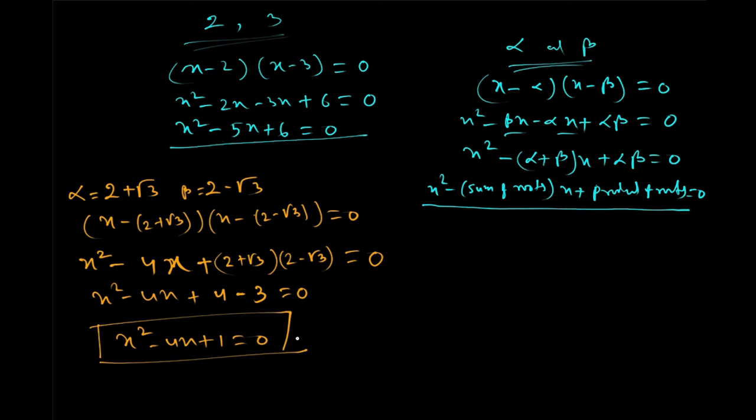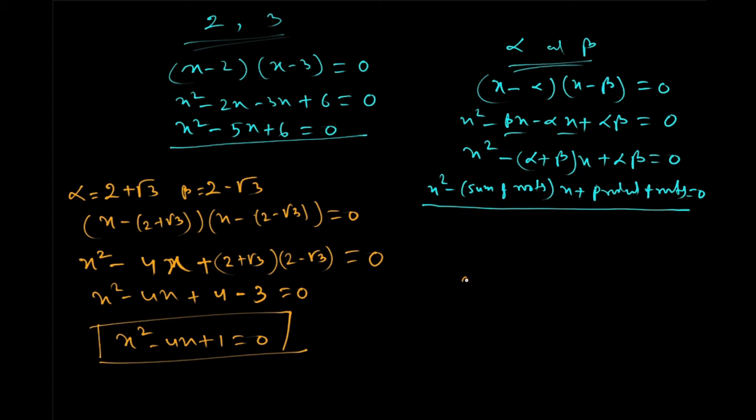You see, this is quite easy to form the quadratic equation. You simply add the roots and put it here, and take the product of the roots and put it here, you get the quadratic equation. You can also check that in the reverse direction we can see that the roots of this equation are these two roots.